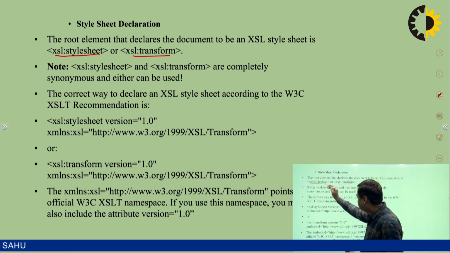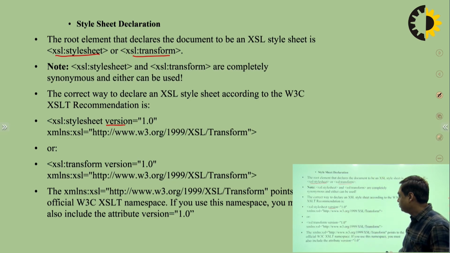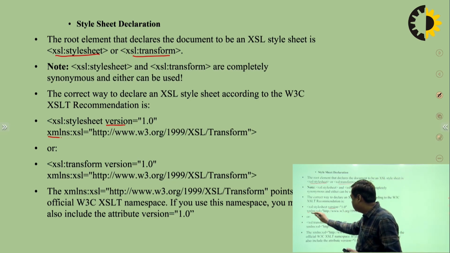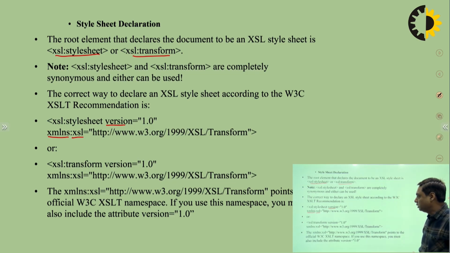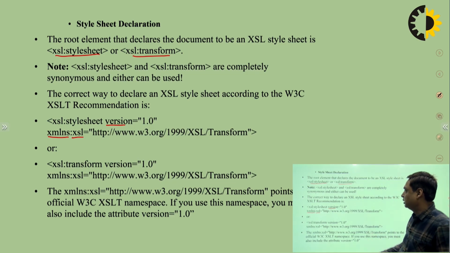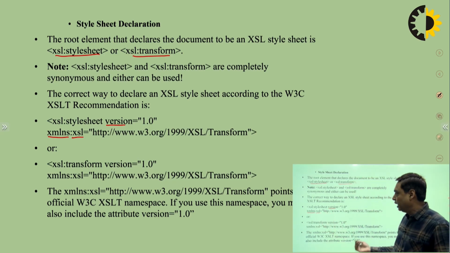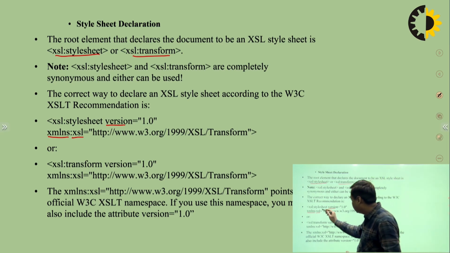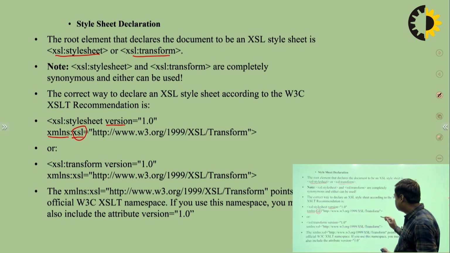Starting with the stylesheet, it has many attributes. One attribute is version, and the second attribute is the XML namespace. The namespace gives a subname, or you can say a kind of alias, by which you will refer to the XSL further in the XSL document. You will use the XSL with the help of this subname. So you can use either xsl:stylesheet or xsl:transform.